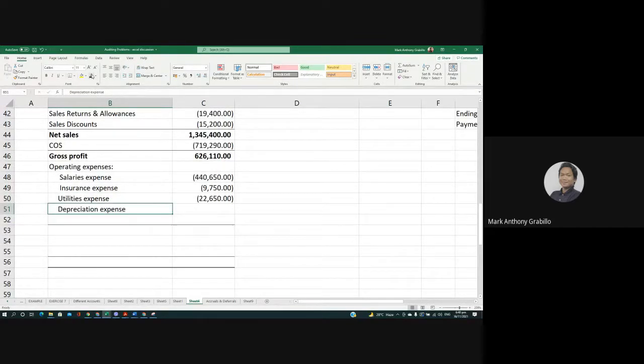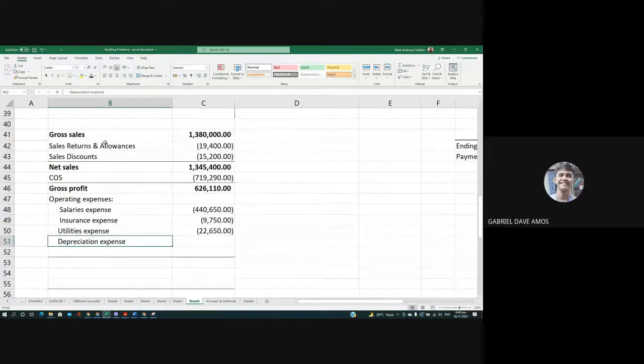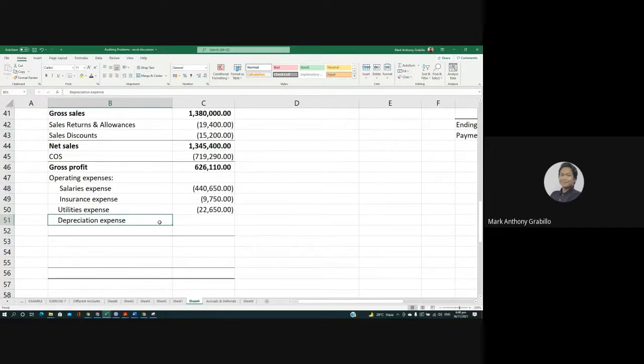Magkano yung depreciation expense natin? 21,500. Paano nakuha? Binigay ng problem, 'di ba? 4,000 saka 17,500. Tama po ba? All right. And last is the bad debts expense or expected credit loss. Magkano po? 16,560. So you get the operating profit.